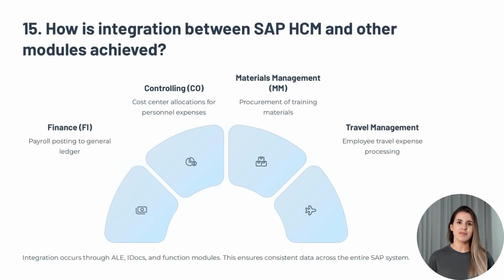15. How is integration between SAP HCM and other modules achieved? SAP HCM integrates with modules like FI for payroll postings, CO for cost allocations, and MM for training expenses. Data flows through ALE, IDocs, and function modules, ensuring consistency across the system.